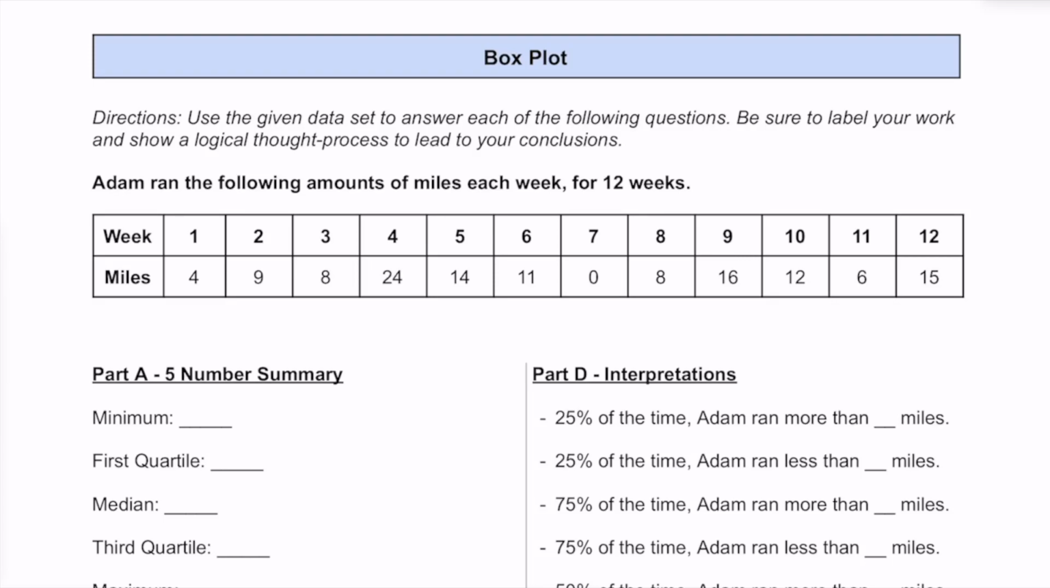In this video, we're going to take a look at a data set that has 12 different data points. We're going to take all those data points and create a 5-number summary, and then we're going to figure out what the IQR is and if there are any outliers, or how to figure out if there are any outliers. And then we're going to take a look at all that information, create a box plot, and then figure out some interpretations based on that information.